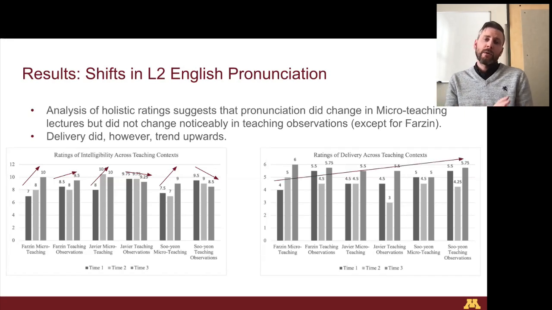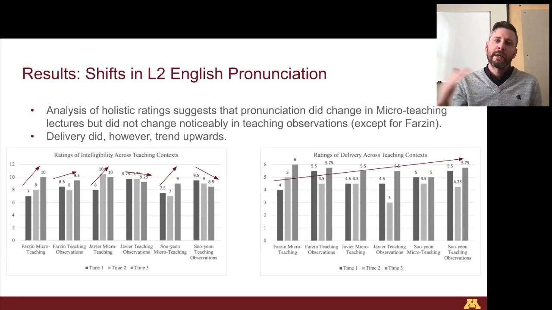Delivery, however, which can be related to teaching skills and projected confidence and engagement with the audience, did trend upward across participants. Suyan did receive the same score in terms of her delivery or teaching skills for micro-teachings 1 and 3, but in her authentic teaching observations, she was rated marginally higher, and the other participants as well were rated higher as the semester went on and across teaching contexts.